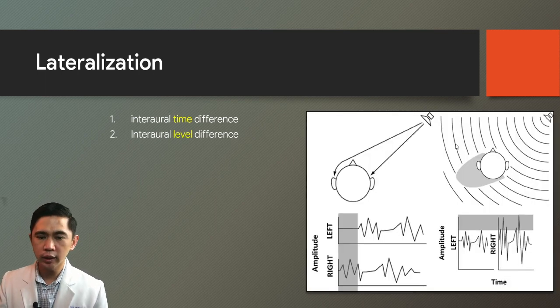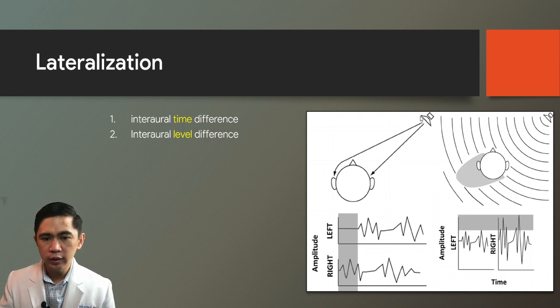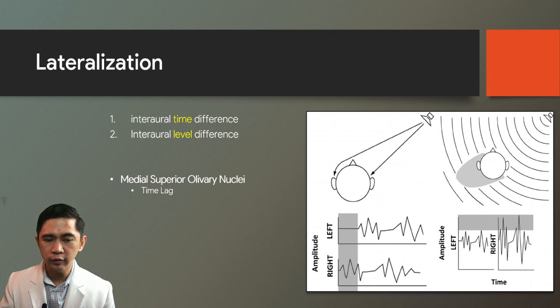Take this image as an example. So if we have a sound source coming from the right, the time that it reaches our right ear is shorter than when sound is going to the left ear. So there is a difference in time that it arrives, and you can see that the wave started a little bit late on the left than the right. So the brain sees this difference and will tell itself that the sound should be coming from the right because there is a time difference. The nuclei that process this is the medial superior olivary nuclei.